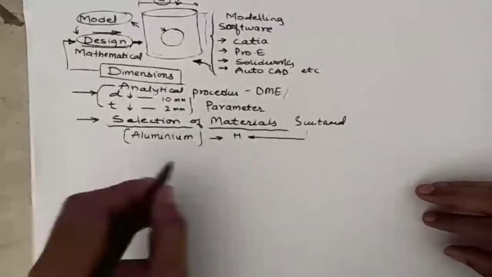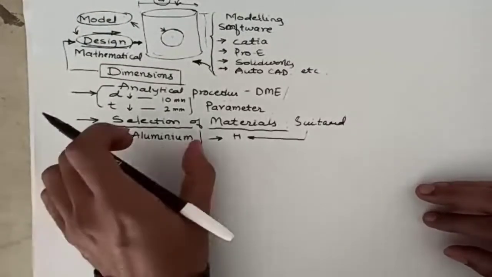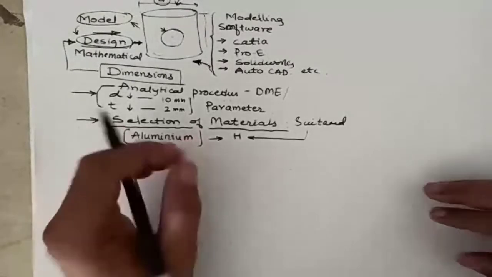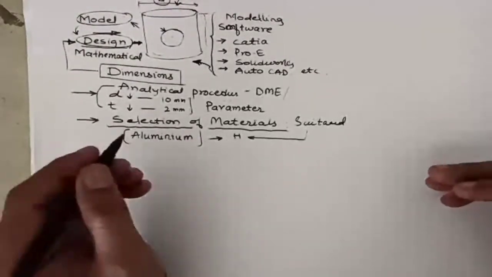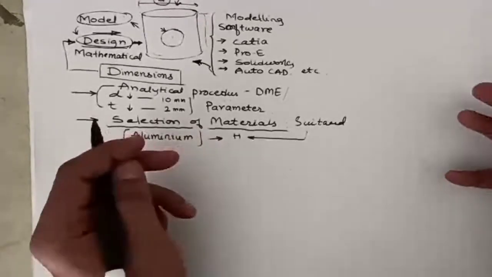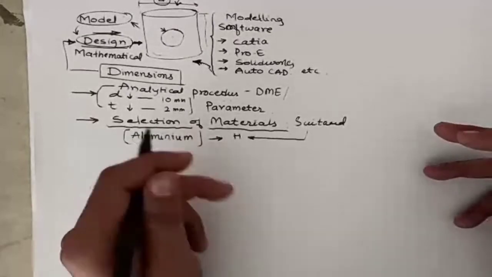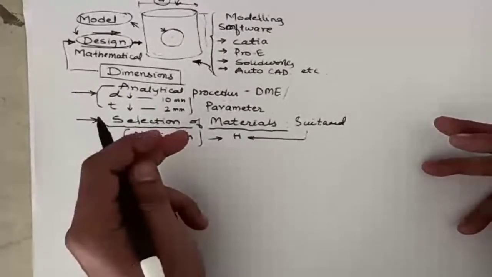There are different grades in aluminum, but that will be a second part. So now, first of all, we will consider aluminum. Again, in aluminum there are different codes around. You may get thousands of aluminum grades. That will be a second part. Based on your requirement, you can select the preferable one.